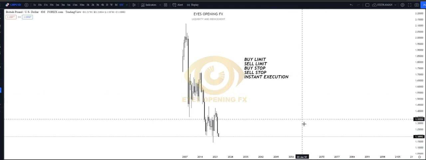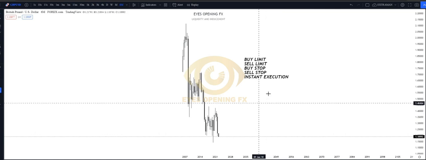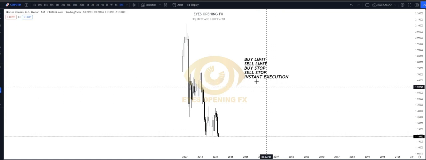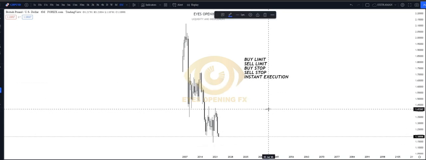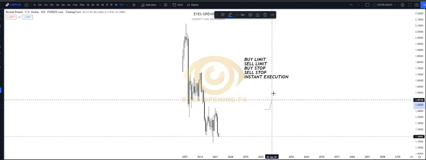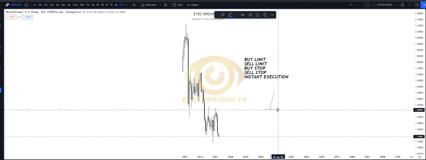Short means sell. So those are the things that we explained from the previous session. Instant execution means that if you are trying to buy at this recent level where price is now, you will buy from there. That is instant execution. If you are trying to sell at that instant level, you will sell.